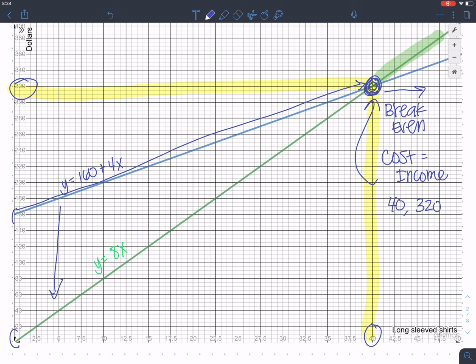Okay, so this is a walkthrough of what the point of intersection means. The point of intersection is when my two linear equations cross each other. When one line represents the cost and one line represents the income, the intersection is called the break-even point.